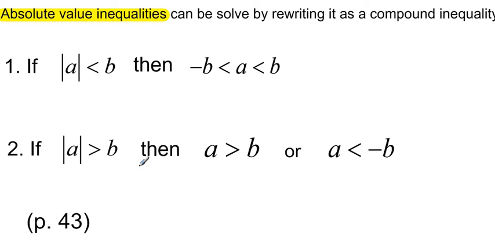So if you look at number 1, if the absolute value of A is less than B, then we have an intersection where A is in between negative B and positive B. Number 2, if the absolute value of A is greater than B, then we have a union. A is greater than B, or A is less than negative B.